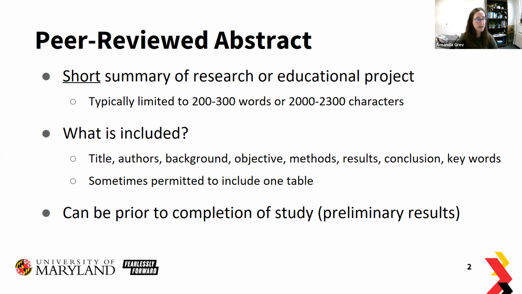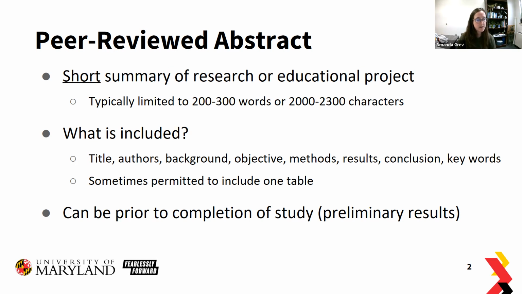What is included, Deb mentioned: title, authors, background, objective, methods, results, conclusion, and keywords, which is a lot to fit into that short length. Sometimes you are permitted to include one table. I'll show an example in a second of an abstract that had a table included in it.